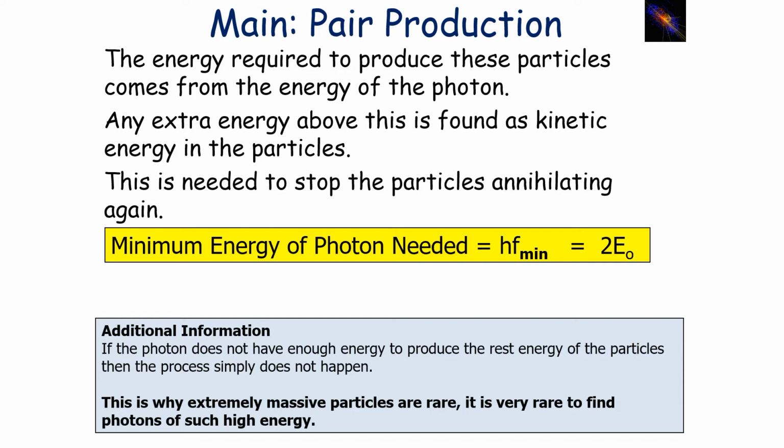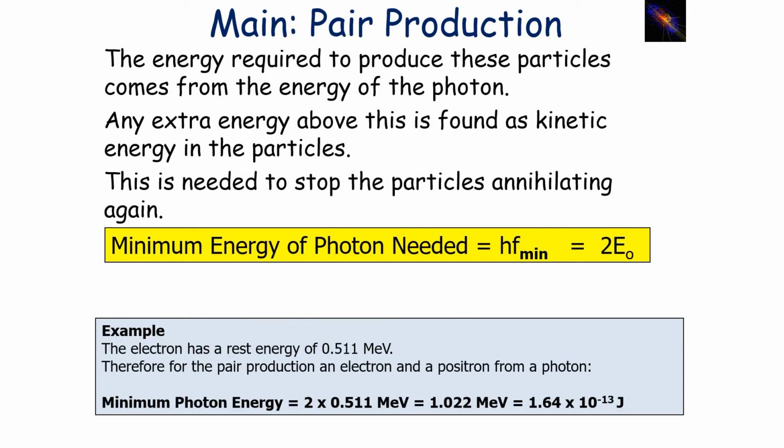Now any extra energy above this is found as the kinetic energy in the particles. So this is an important idea, because if the photon doesn't have enough energy to produce the rest energies of the particle and antiparticle, the process simply doesn't take place. That's why it's extremely rare for very massive particles to be produced in this process.